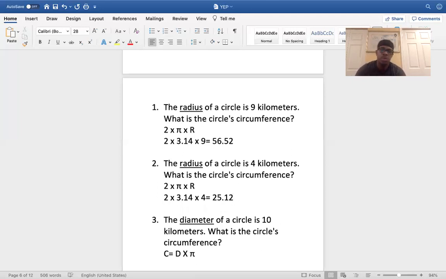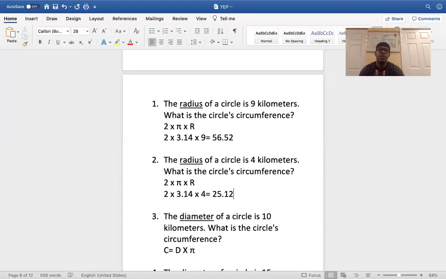Okay, now number 3, they say the diameter of a circle is 10. What is the circle's circumference? So this time they don't give us the radius, they give us the diameter. So the formula for circumference, when they give you the diameter, is just diameter times pi, or diameter, which is 10, times 3.14. When you multiply 3.14 times 10, you just move the decimal point 1 time, you should get 31.4.